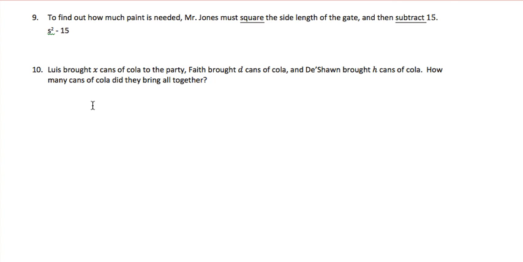And number 10. Luis brought X cans of cola to the party, Faith brought D cans of cola, and Deshawn brought H cans of cola. How many cans of cola did they bring all together? Here's our key phrase, all together. So we are adding X plus D plus H.